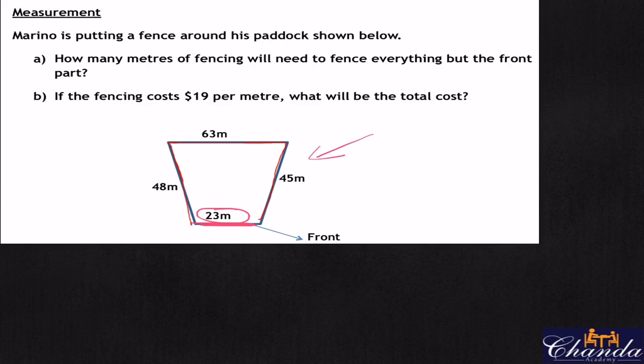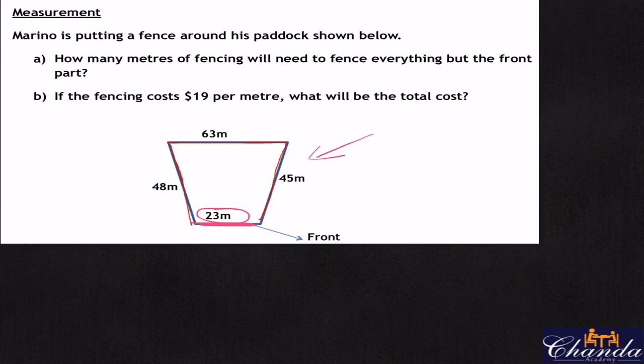Now adding all these three together, we get 156 meters. Now remember guys, you do not include the front bit because the question explicitly says how much fencing is needed for everything but the front part. Now part B says, if the fencing costs $19 per square meter, now let me underline that, it costs $19 per meter, not square meter, apologies, per meter, what will be the total cost?